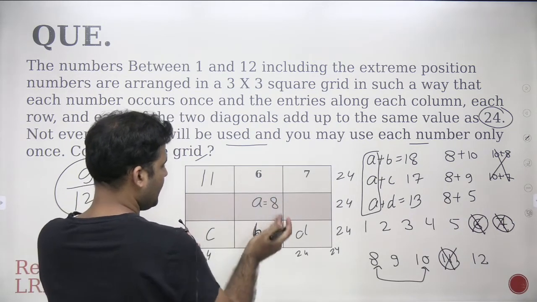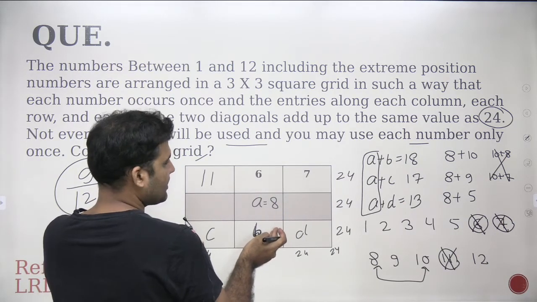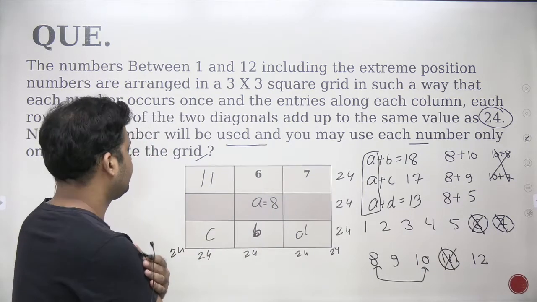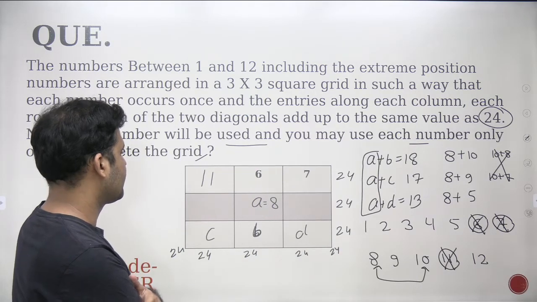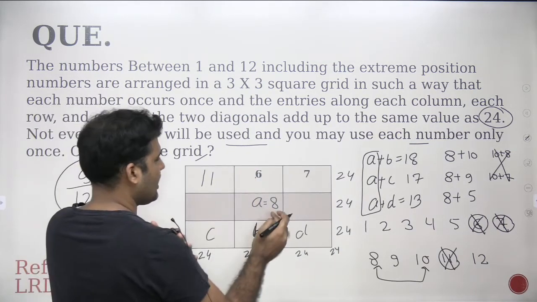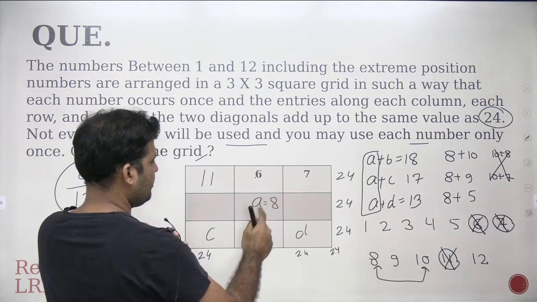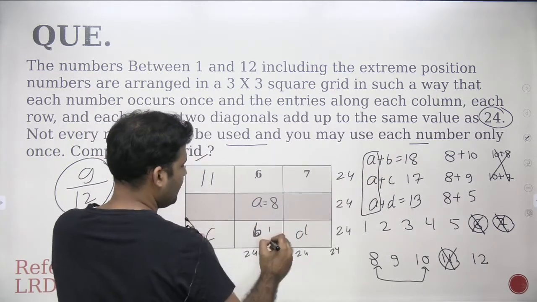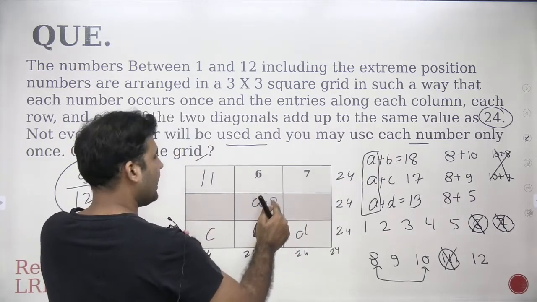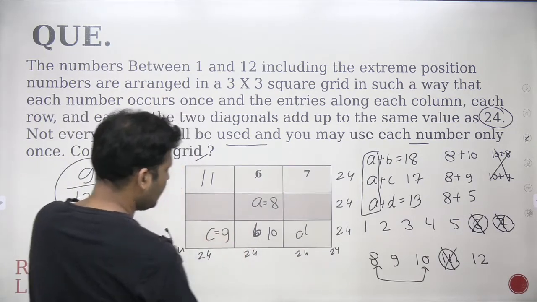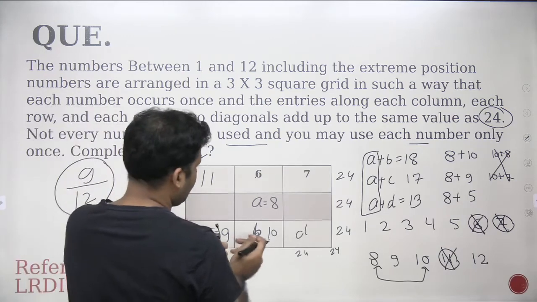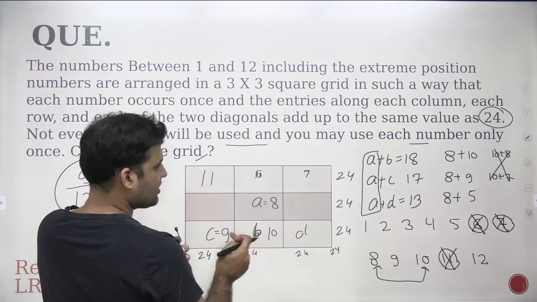8 plus 6 is 14. I need A plus B to be 18. Now, if A is 8, B is 10, right? Now, you see 8 plus 7 is 15. 15 plus 9 is 24, right? And what else? We are left with 10 plus 9, 18.